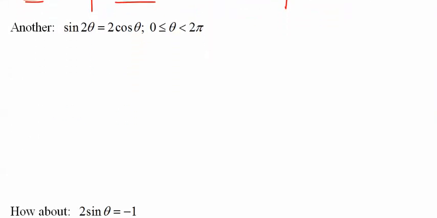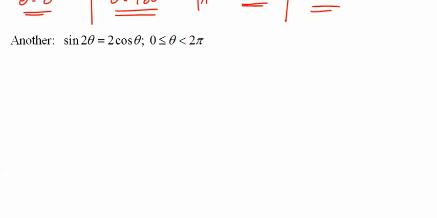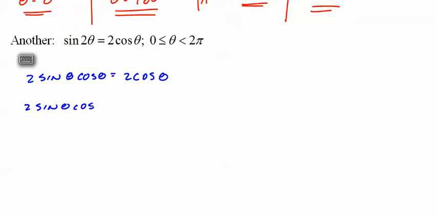Another example. Sine of 2 theta equals 2 cosine of theta. Whenever you see a double angle, get rid of it. Cannot possibly over recommend that. Turn it into 2 sine of theta, cosine of theta. And just like I showed on the last problem, if you're not sure what to do, set the equation equal to 0 and factor.